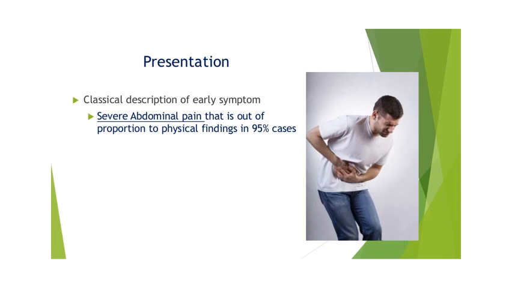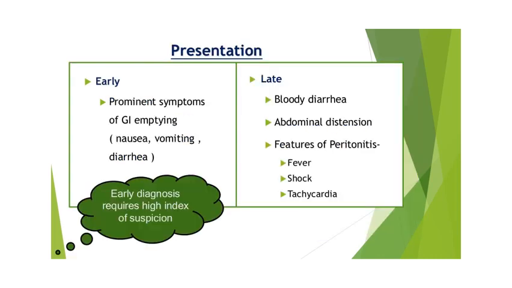Classical description of early symptoms: severe abdominal pain that is out of proportion to physical findings in 95% of cases. Early diagnosis requires high index of suspicion. Early, there are prominent symptoms of GIT emptying: nausea, vomiting, diarrhea. Late, there is bloody diarrhea, abdominal distension and features of peritonitis.